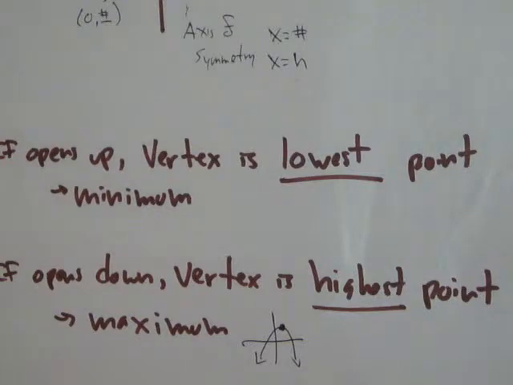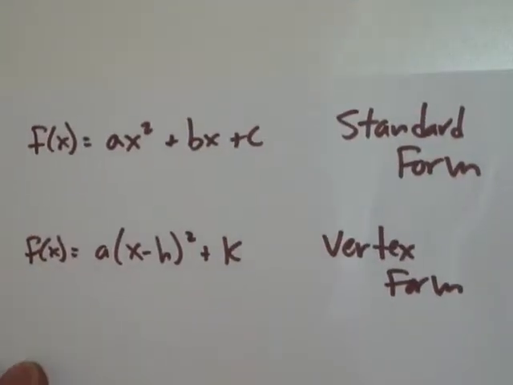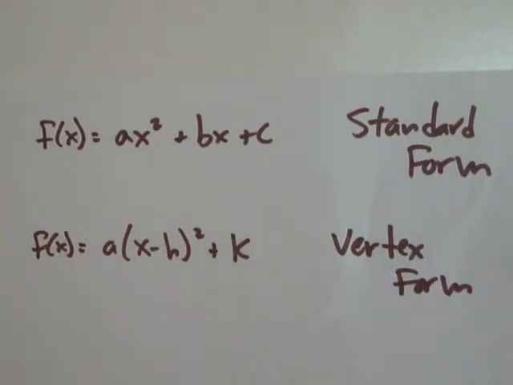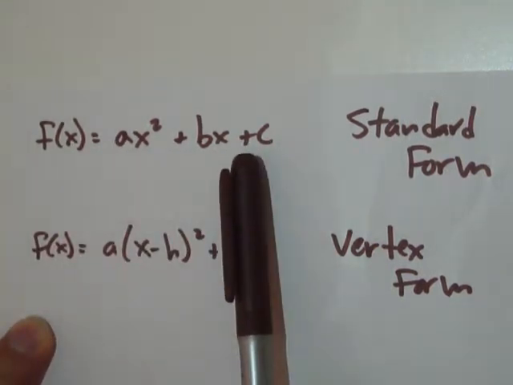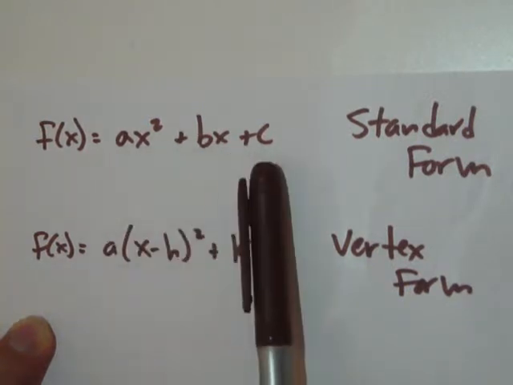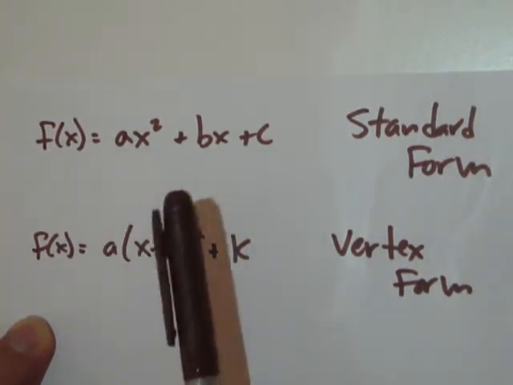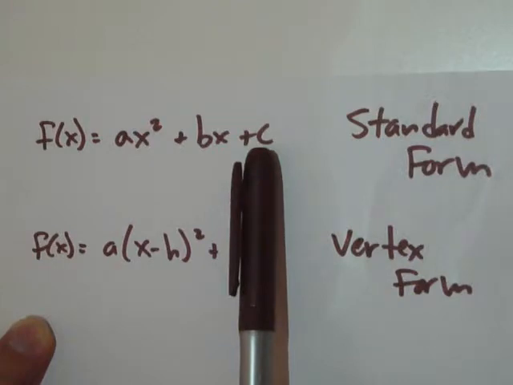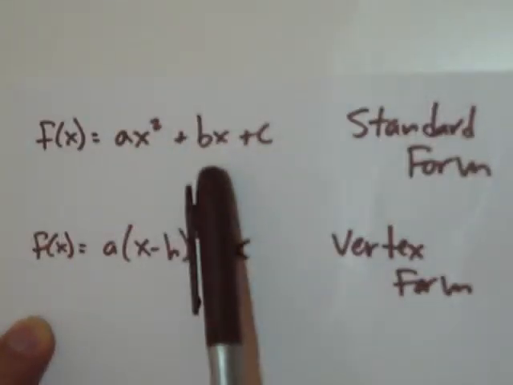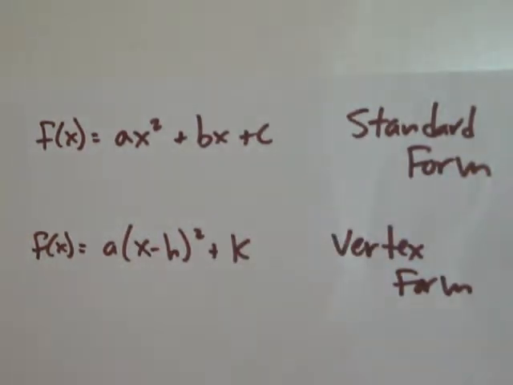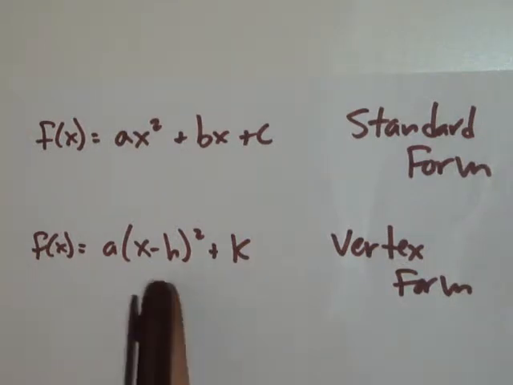Right. Last little thing here. We've run into a couple different ways to write the equation for a quadratic, and we had this form right here: ax squared plus bx plus c. That's the one we used when we were solving quadratic equations using the quadratic formula, and doing completing the square, all that kind of stuff. It's called standard form.